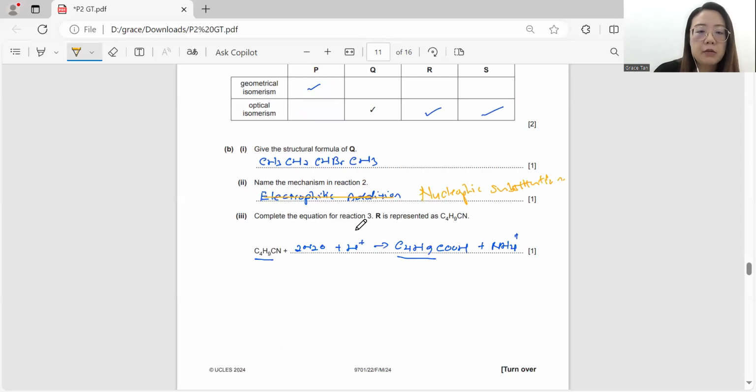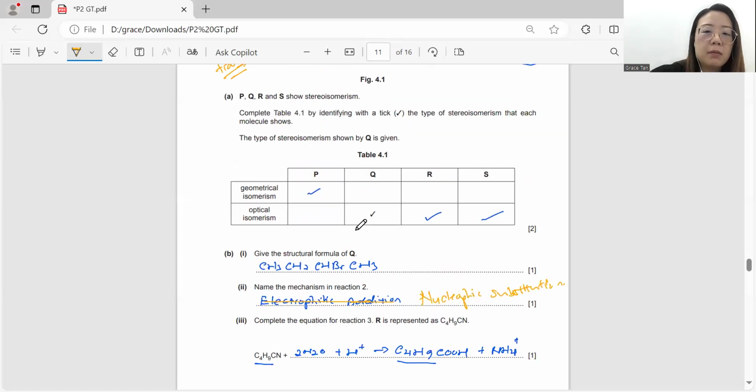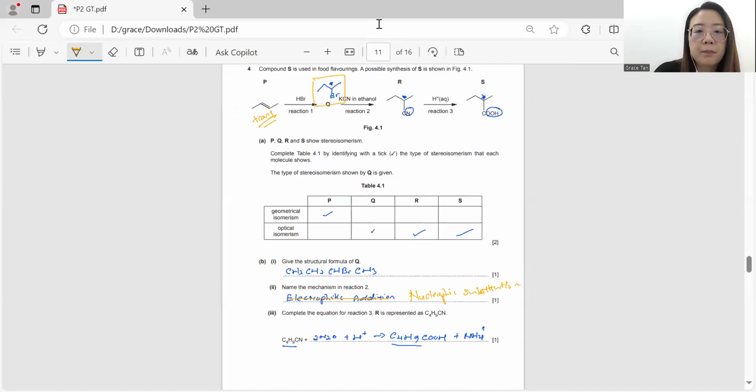Now, complete the equation for reaction 3. R is represented as C4H9CN. Okay, let me just zoom a bit more. Now, if you look at your R, okay, this is your R here. For me, I like to write structural formula, but since they started off in a C4H9CN format, right? Okay, so what I do in general, I normally do this. I know that this leg is the one that is changing. You're changing from this leg to this leg. So that means this is status quo, this is status quo. And the one that I cancel off is the status quo, which is called C4H9. Okay, C4H9. So since it's status quo, I don't bother.